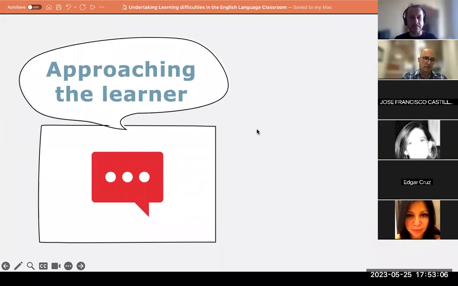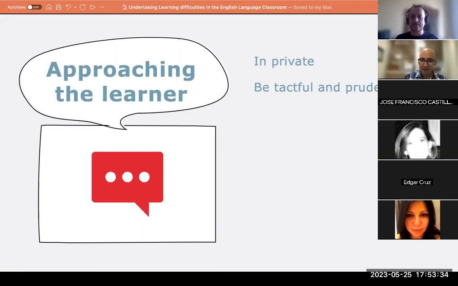And how do you approach the learner? Now, guys, a rookie mistake. When I started doing this, I thought everybody had it. I wanted to see it in everybody. And I didn't know how to approach people. Some of my students got a little bit uncomfortable with me approaching them about this because I was not private about it. I was not tactful and prudent as I should have been. So if you're going to talk to these learners, do it in private, please. Be tactful. Be very prudent with your comments, okay?